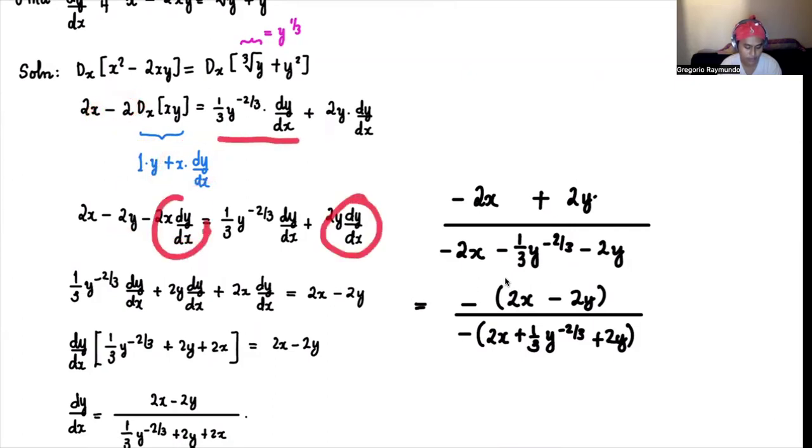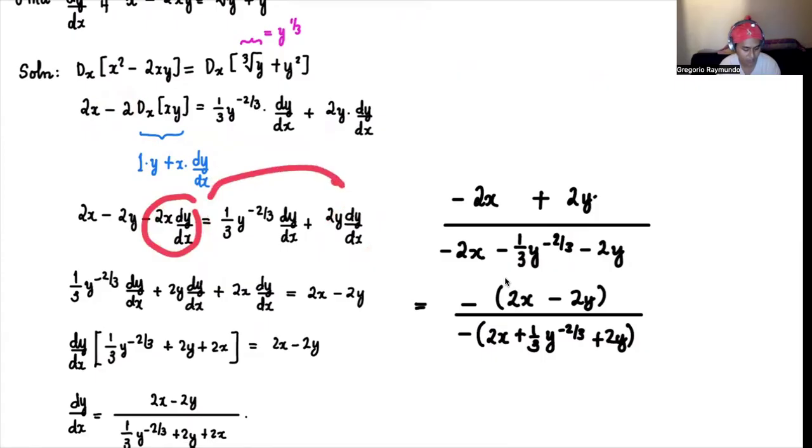Now, lahat ng mga may dy over dx, ilipat sa, mas simple pala to. Ilipat natin sa right hand. Ano ba ginagawa ko dito? Inilipat ko muna sa isang side. Kung pag samasamahin, hindi pala tama. Lahat ng mga may dy over dx, ilipat mo sa isang side. Basta magkakasama sila. Not necessarily kung left hand or right hand. So, makukuha mo dito, dy over dx, plus 2y, plus 2x, dy over dx. Okay? Kasi matitira sa kabila, 2x minus 2y.